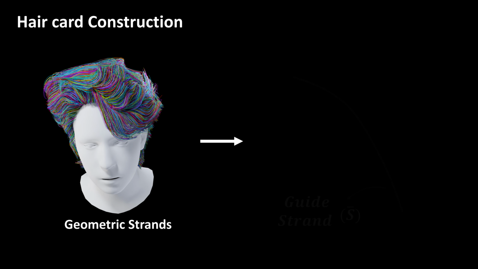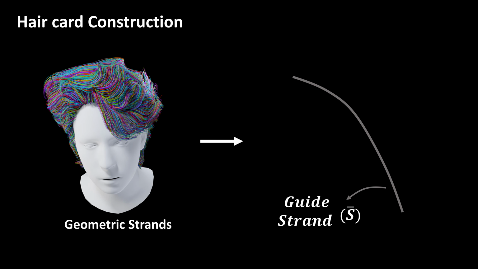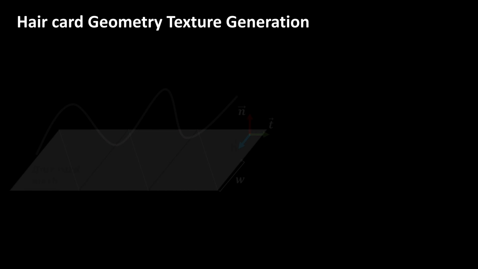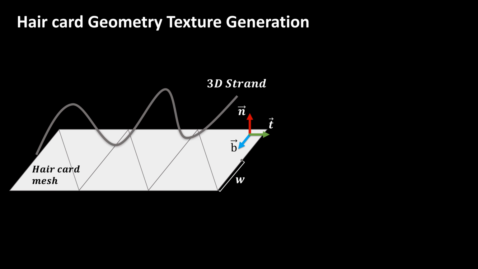We cluster the hair strands and use a guide strand to represent each cluster. We then calculate a local frame for each segment of the guide strand. The hair card mesh geometry is then constructed following the strand, with a card width to ensure all strands fit within the card. With the card and strand, we then generate the hair card geometry texture.